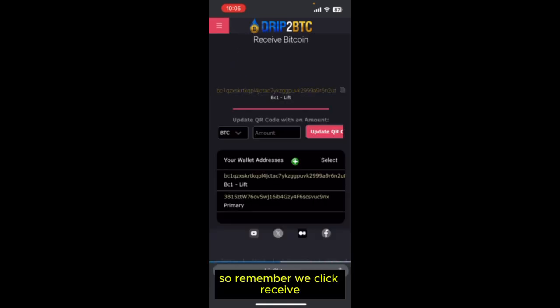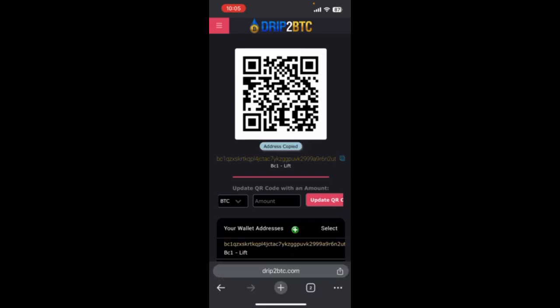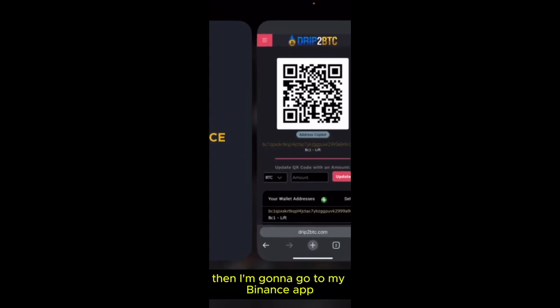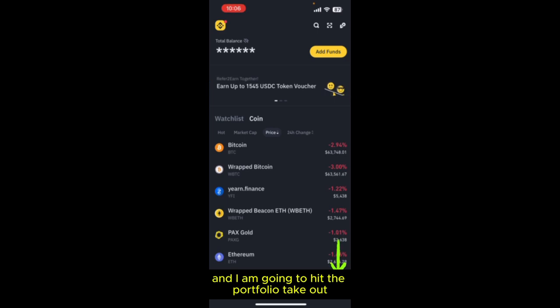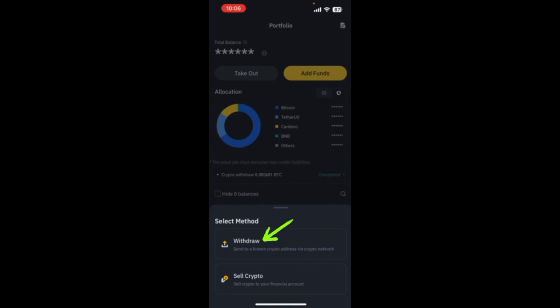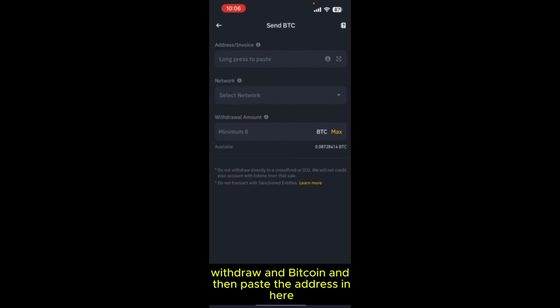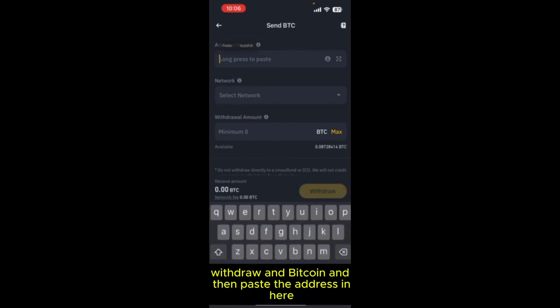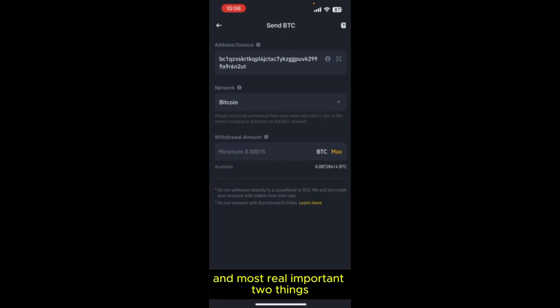So remember, we click receive, and then I copy this address here, and there it says copied. Then I'm going to go to my Binance app, and I am going to hit the portfolio, withdraw, and Bitcoin, and then paste the address in here. And real important, two things.